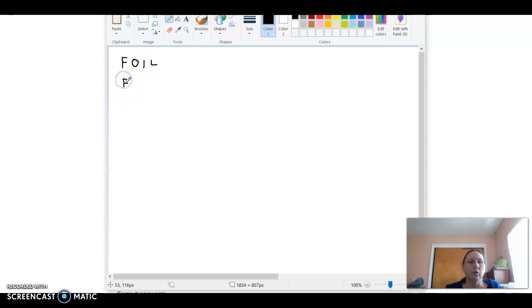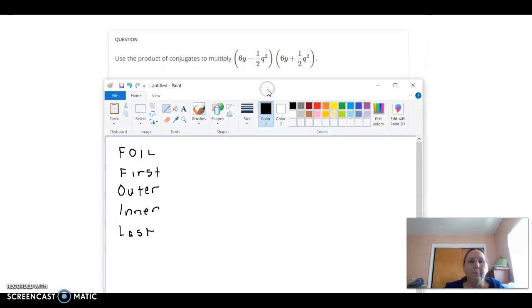So this is first, outer, inner, and last. Okay, so in this instance, we have (6y minus 1/2 q squared)(6y plus 1/2 q squared).